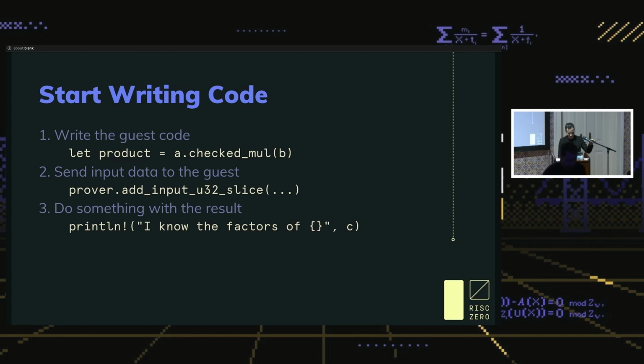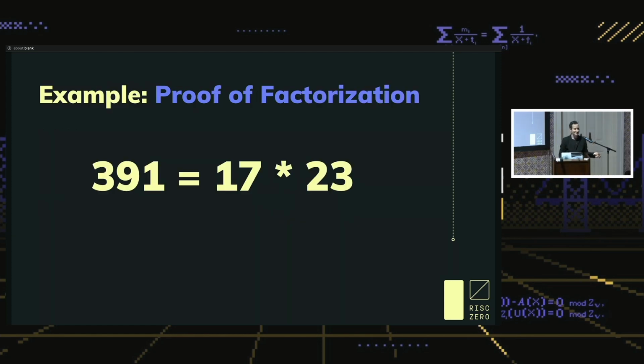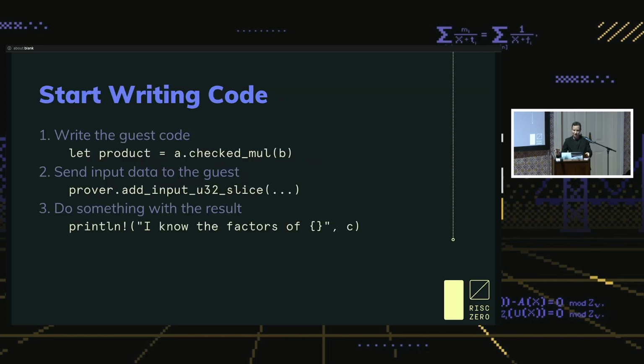Okay. So what does this actually look like? You probably want to know. If you're writing code, just to refresh, you're going to be writing guest code, which is the code that will actually be part of your zero-knowledge proof. You're going to be sending input data to the guest for it to operate on, and then you're going to be doing something with that result, with that receipt when you're done.